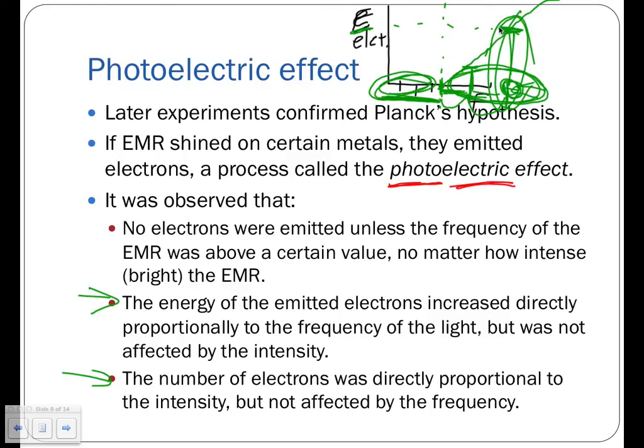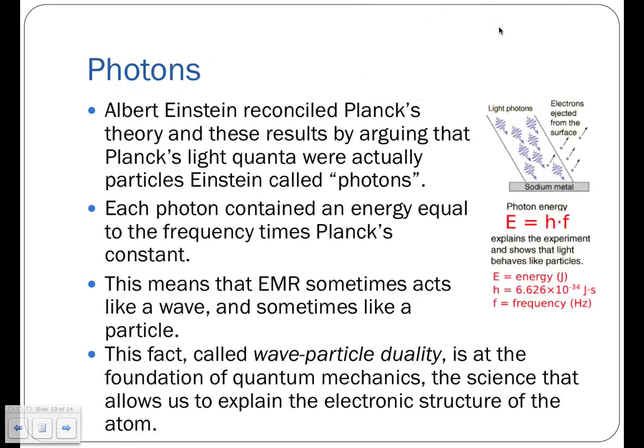Well, it turns out if you increase the brightness of that light, the energy doesn't change, but the number of electrons does change. If I were to double how bright the light is, then it would double the number of electrons that come off. Their energy doesn't change, so they still have the same speed that they're coming out at, but there'd be twice as many of them. So these are our three observations from the photoelectric effect. And this tells us a little bit about why Planck is right.